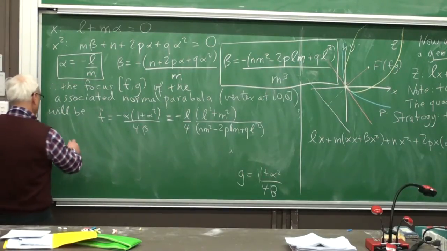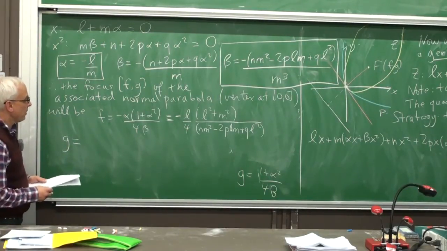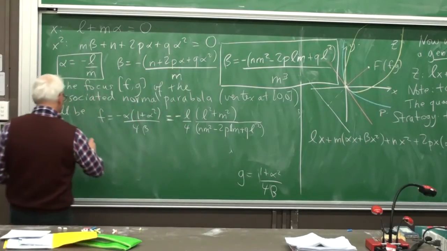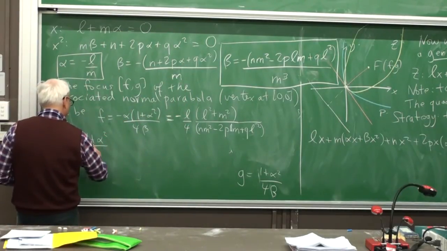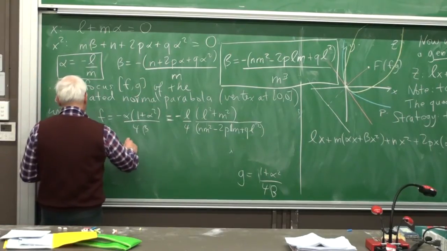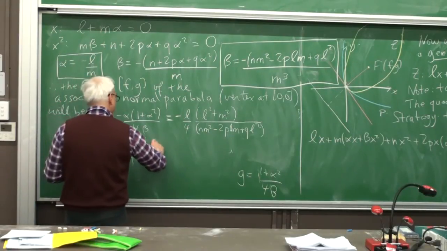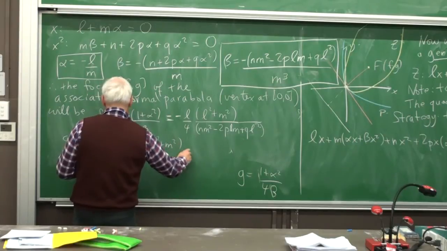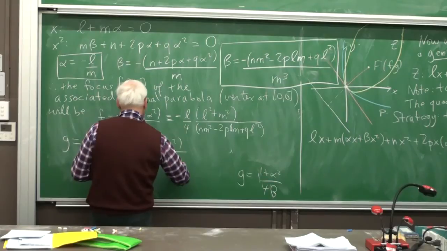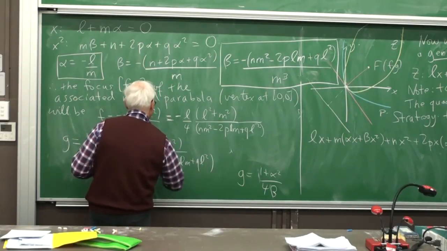And the formula for G will be, well, it's going to be a lot the same. The formula is 1 plus alpha squared over 4 beta, so much the same. And that's going to be minus m over 4 times the same quantity, L squared plus m squared over n m squared minus 2p L m plus q L squared.